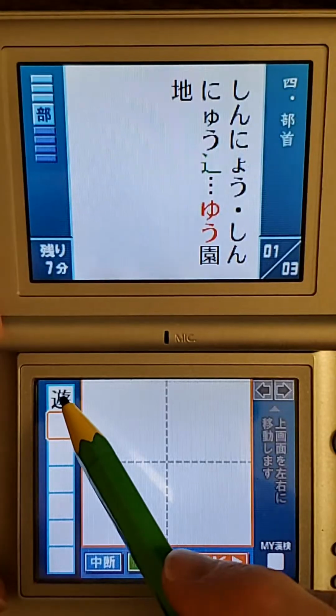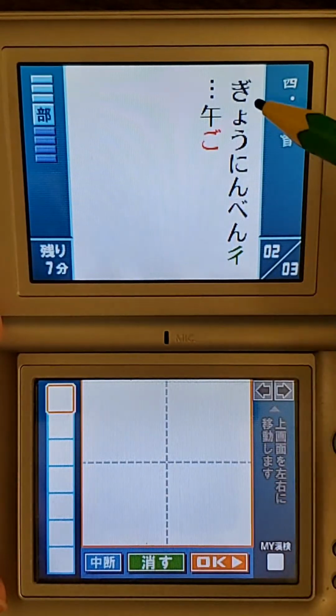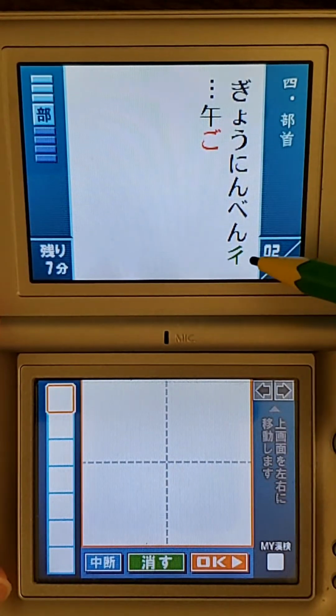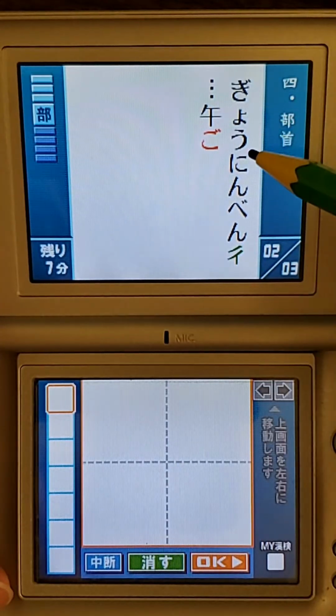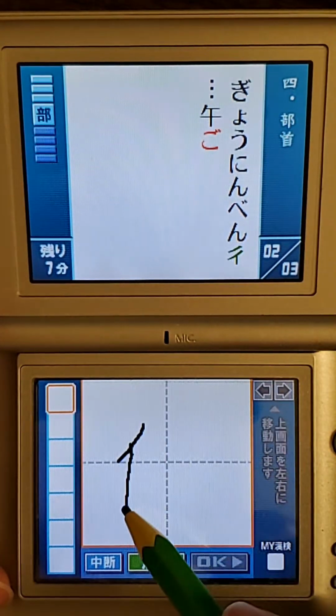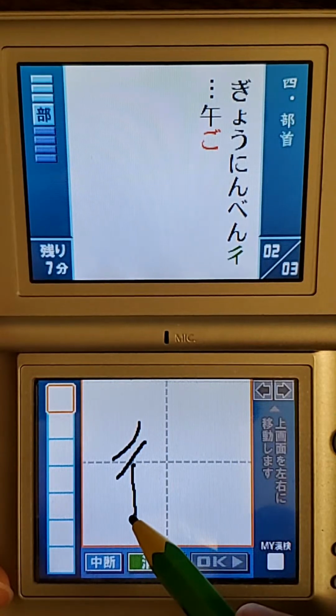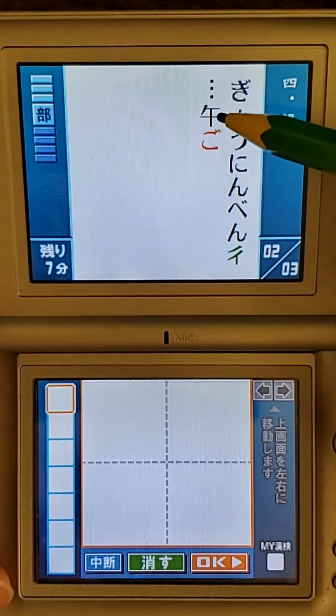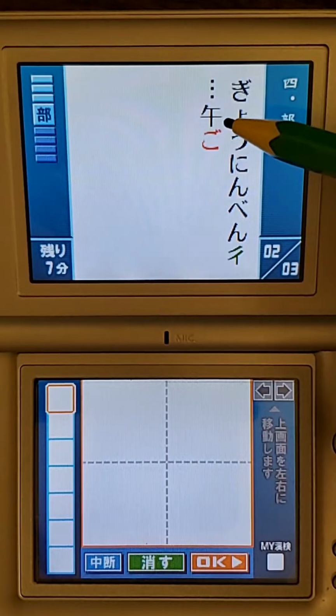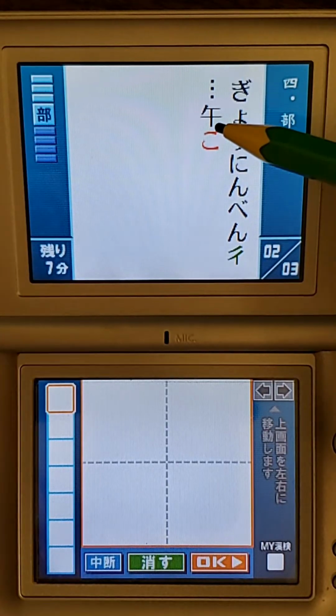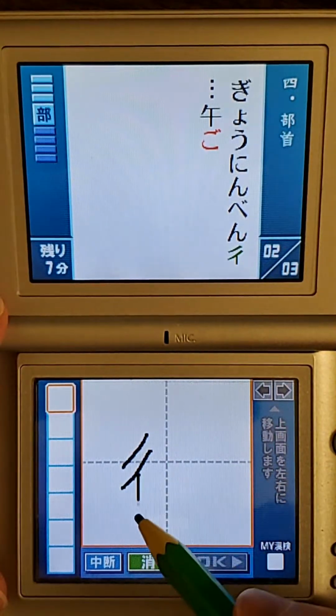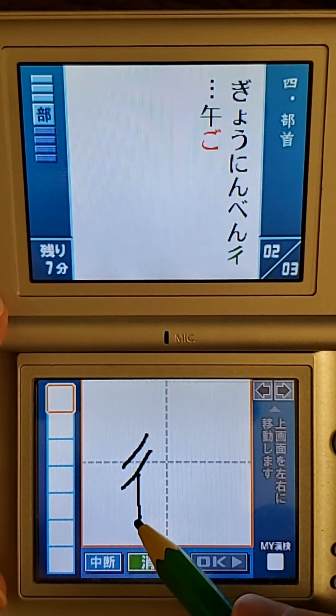Yeah, okay. So this radical here is called gyo nimben. This is gyo nimben, and the kanji it's giving us is go-go, PM, like afternoon. So you gotta write this, and then what was it?